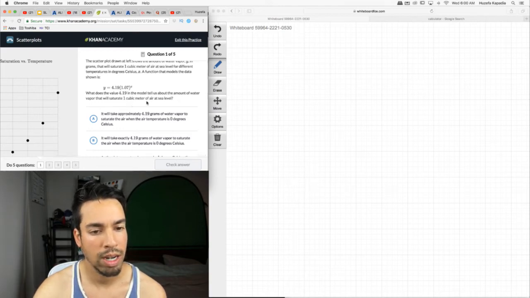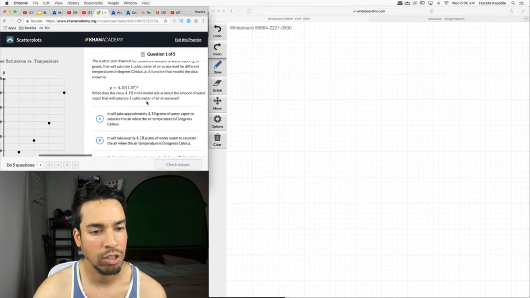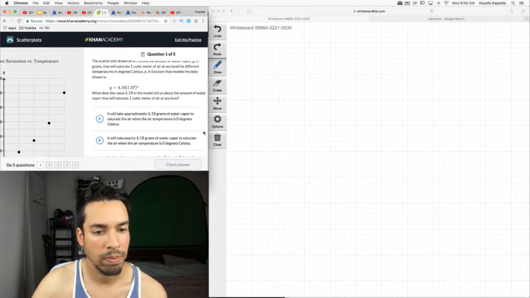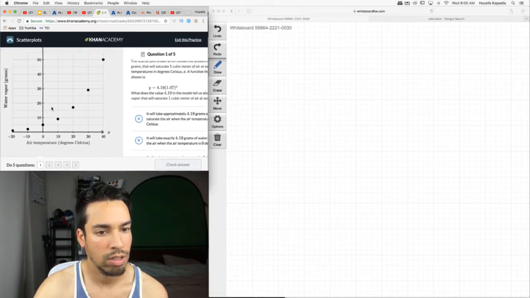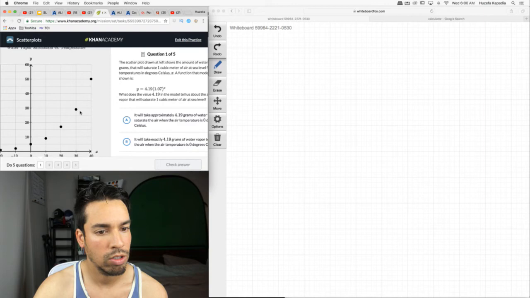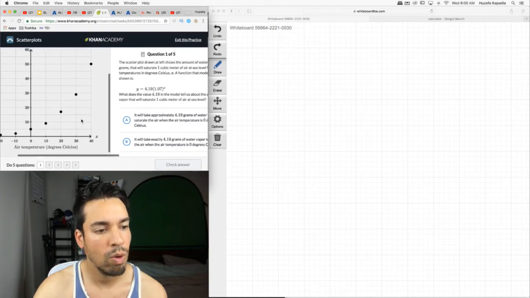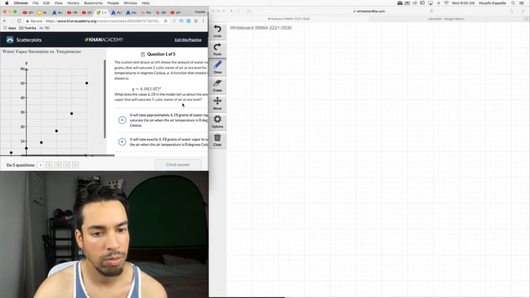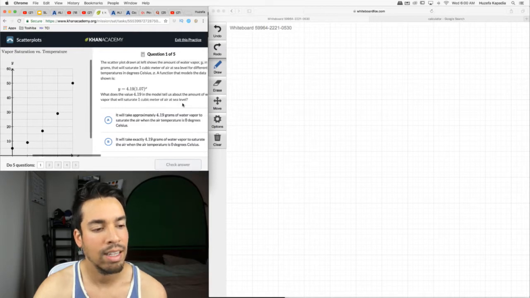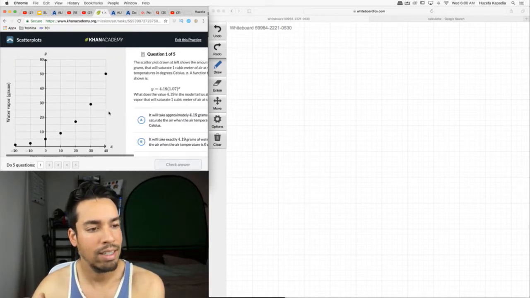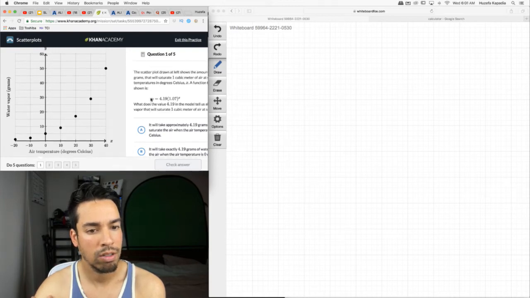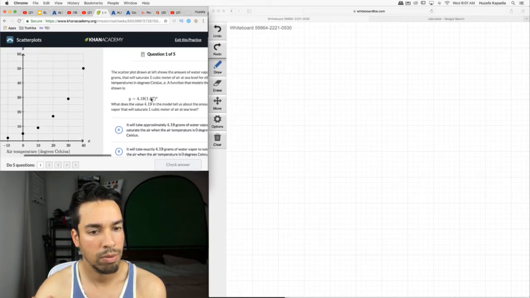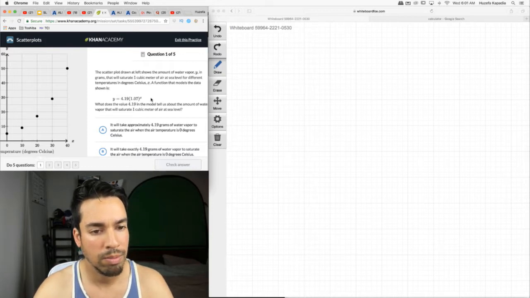What is the value 4.19 in the model tell us about the amount of water vapor that will saturate 1 cubic meter of air at sea level? So x is, so let's see. So 1 cubic meter. So the y is our water vapor level. Okay, so 1 cubic meter of air at sea level. Oh, wait a minute. That's the temperature. Okay, hold on. Let me read this again.